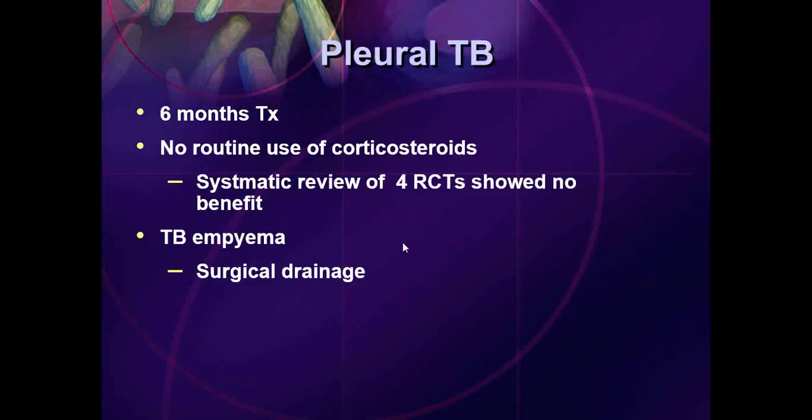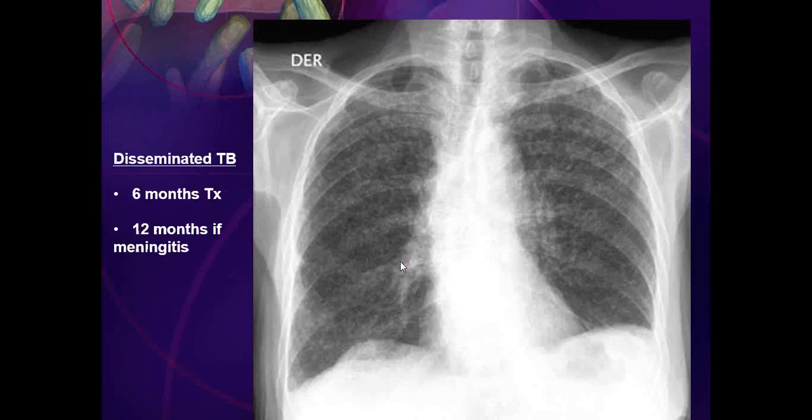No routine use of corticosteroids. TB empyema, surgical drainage, just as I said. And this is a classic chest x-ray of miliary TB. You can see all those little fine, tiny dots everywhere. Six months of treatment is usually adequate.